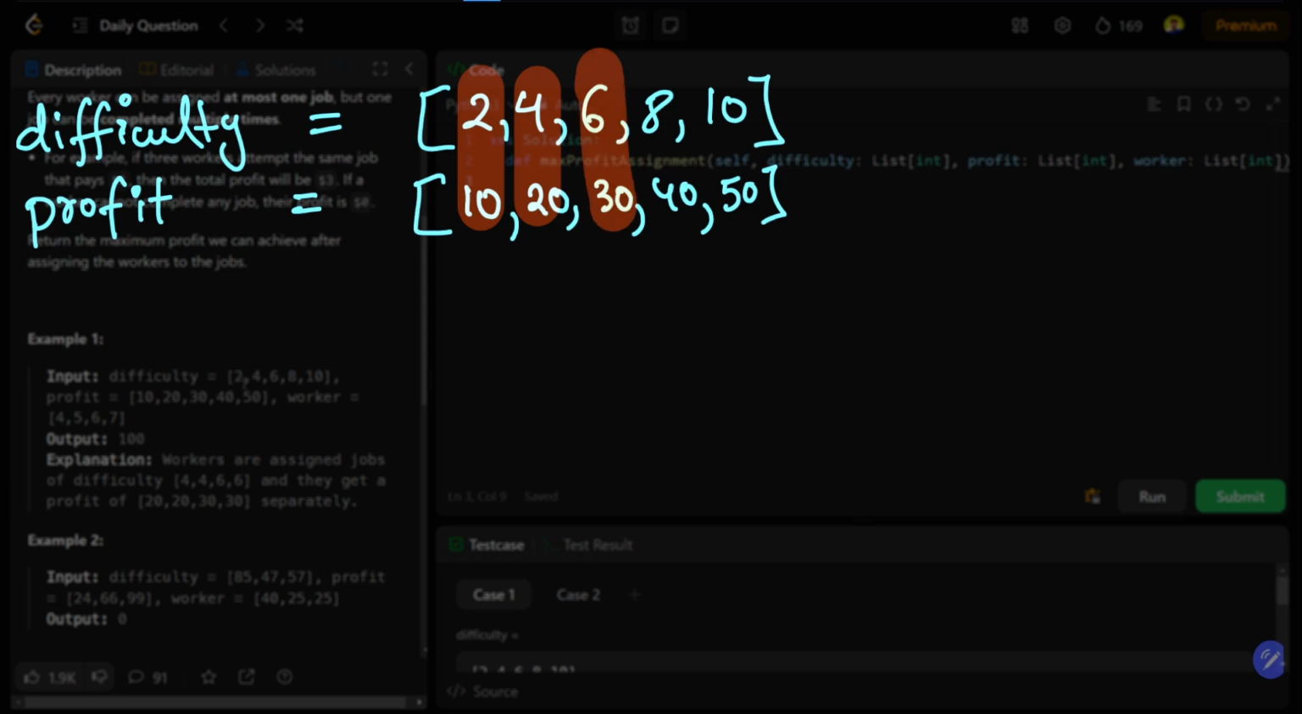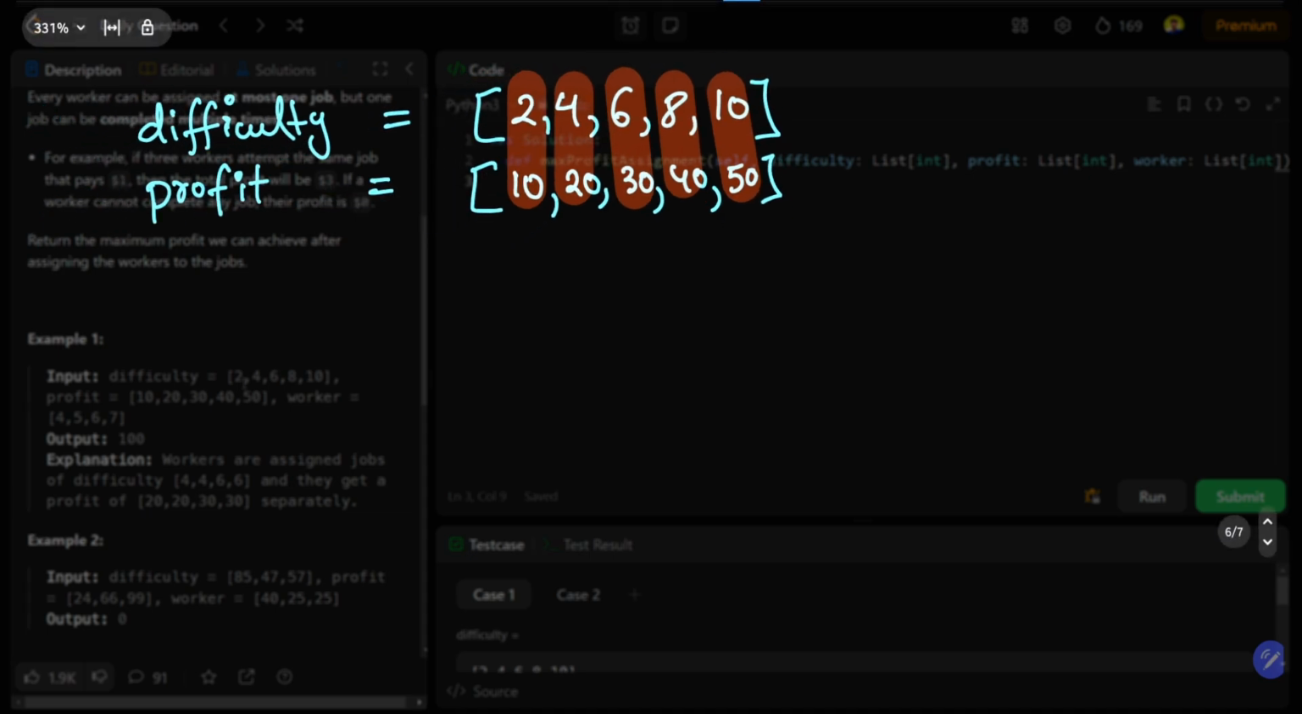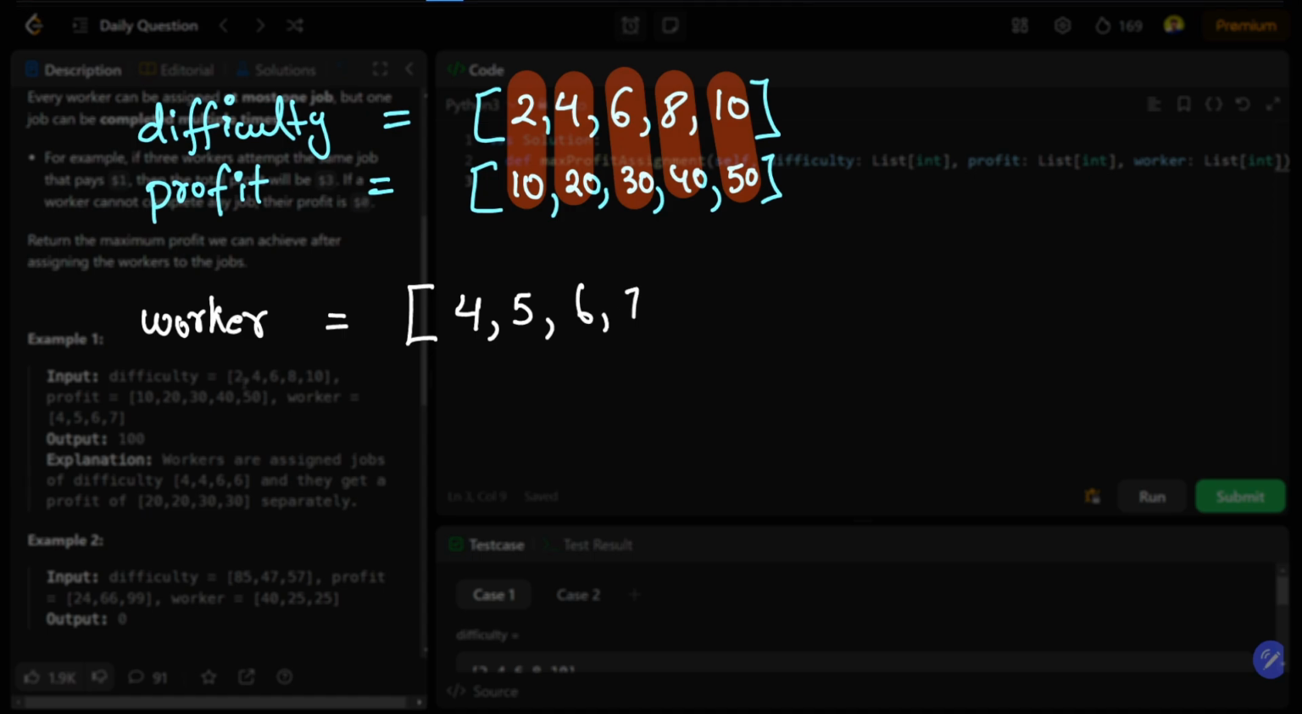We need to find what is the maximum profit the total workers can get. So we are given a worker array as well, where the jth worker has their own difficulty level. For this example, we have four different workers having difficulty levels 4, 5, 6, and 7.